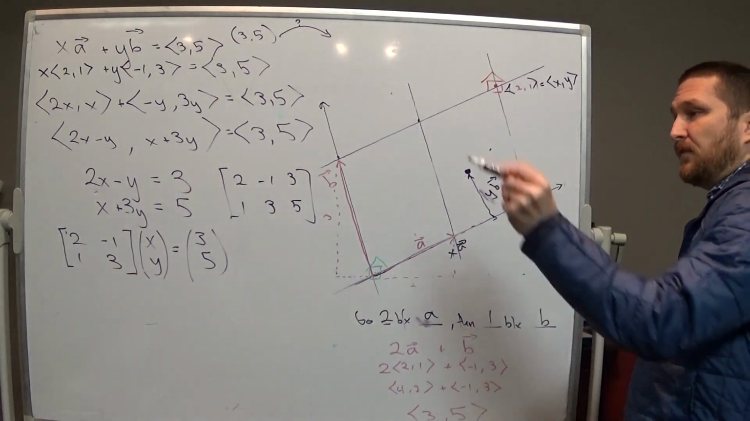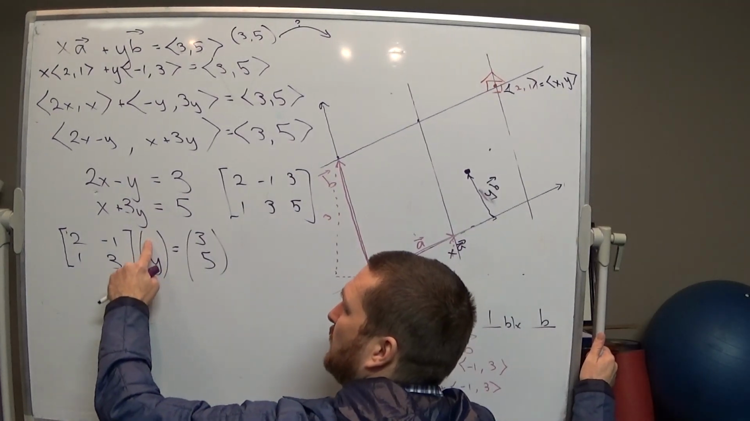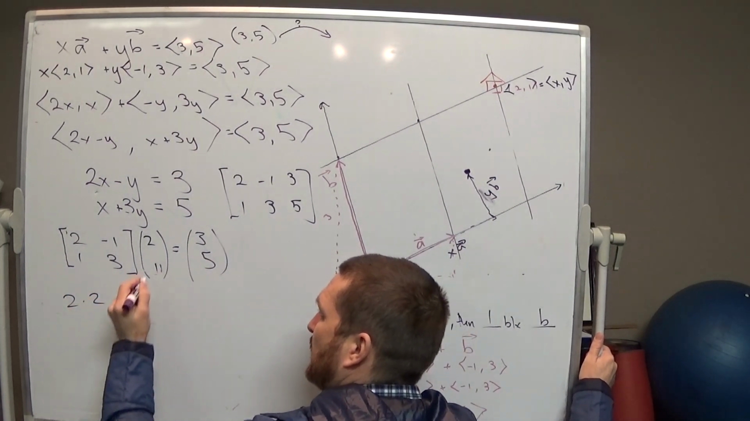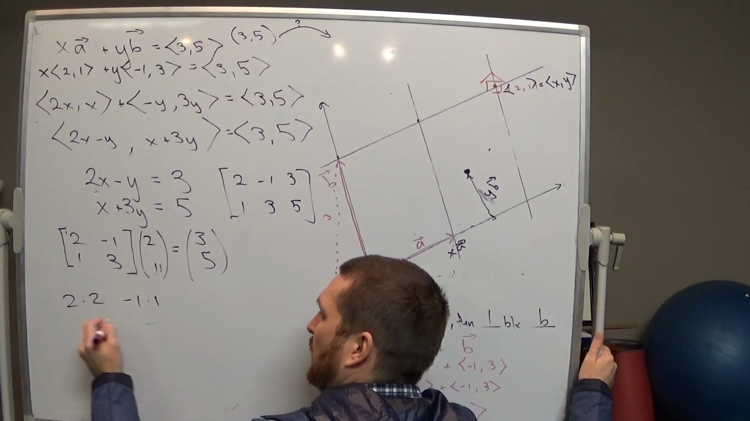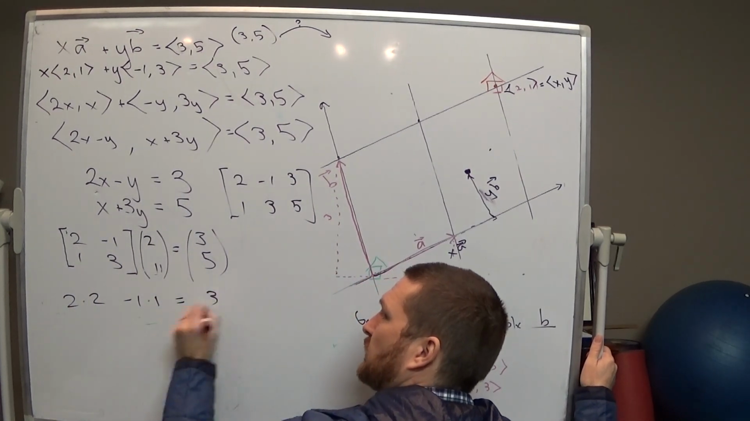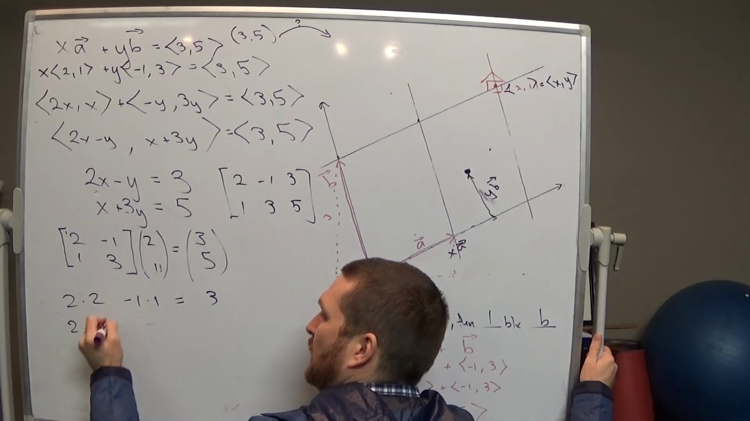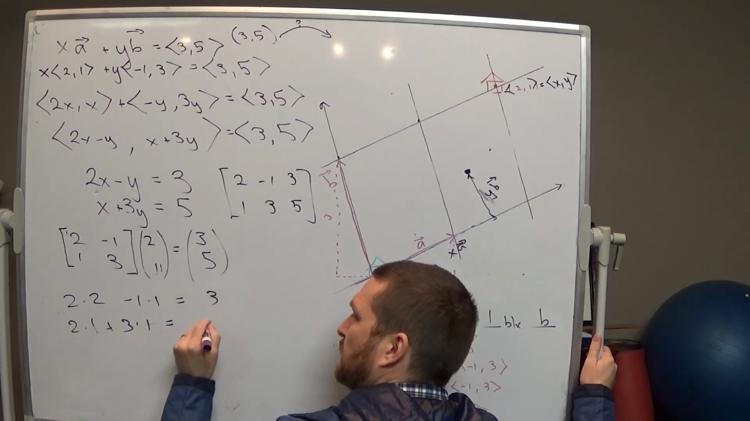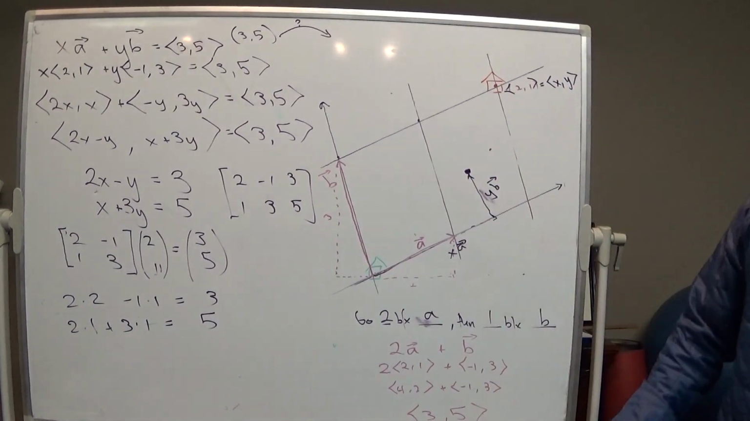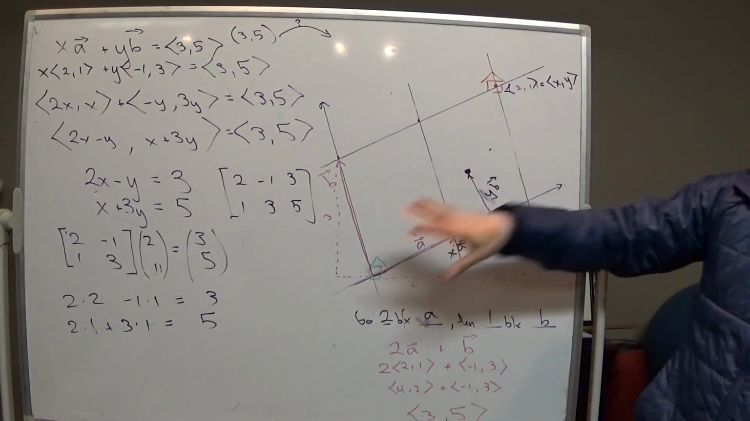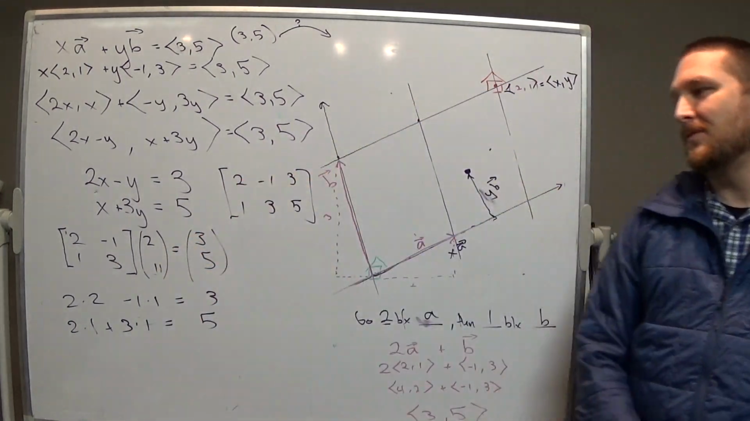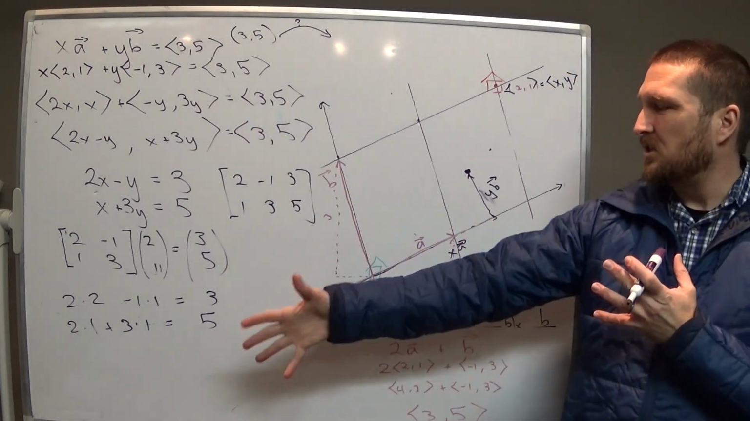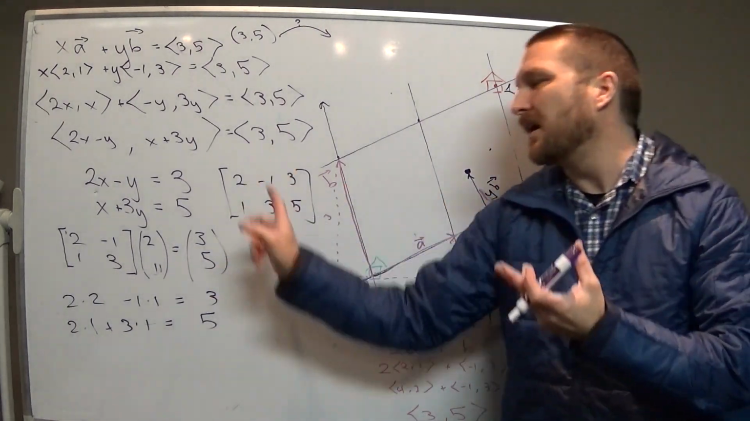But you'll find that if you do put a 2 and a 1 in here, which is the same thing as 2 times 2 minus 1 times 1, equals 4 minus 1, which is 3. 2 times 1 plus 3 times 1 is 2 plus 3, which is 5. Yes, indeed, it does work. You'll find that in one system, your coordinates are 2, 1. In your other system, your coordinates are 3, 5. And what a matrix and a system of equations is, is a change of basis, changing from one coordinate system to another. And you could go in the opposite direction too.